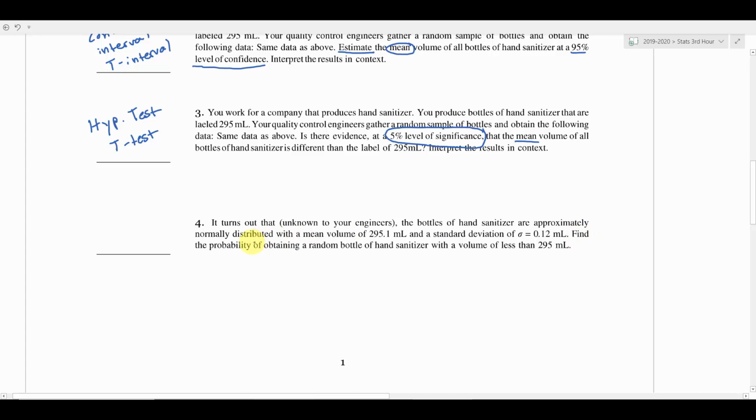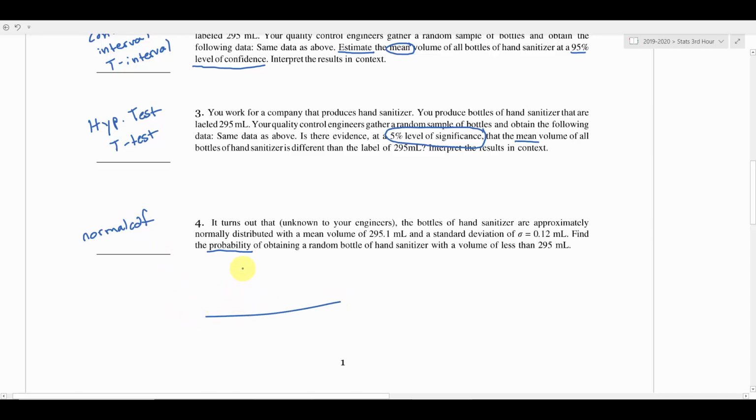It wants us to find the probability of obtaining a random bottle of hand sanitizer with a volume of less than 295 milliliters. Okay, so this is probability. We're not testing, we're not estimating, we're not finding a mean or a standard deviation. We're finding the probability that a single bottle of hand sanitizer will have a volume of less than 295. And this is from a normally distributed population. So this is just going to be a normal CDF. So just a plain Jane normal CDF, right?